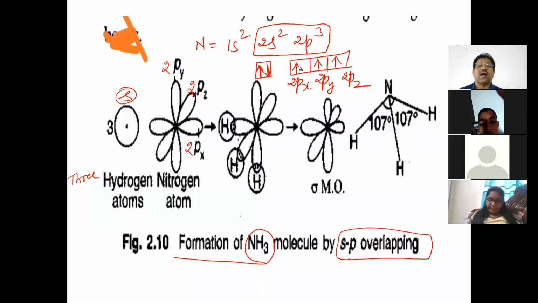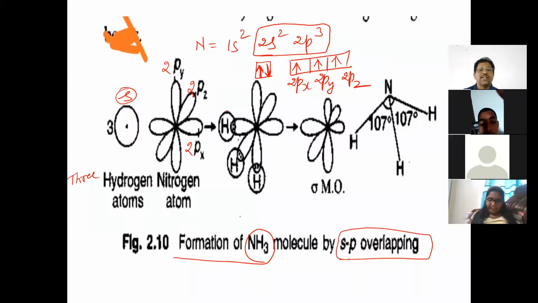That's why how many orbitals from the nitrogen atom can be involved in overlapping? 3 half-filled orbitals. Each p orbital is dumbbell shaped: 2px, 2py, 2pz. Now the 3 p orbitals of nitrogen and the 3 s orbitals of the 3 hydrogen atoms will combine with each other to form the ammonia molecule.